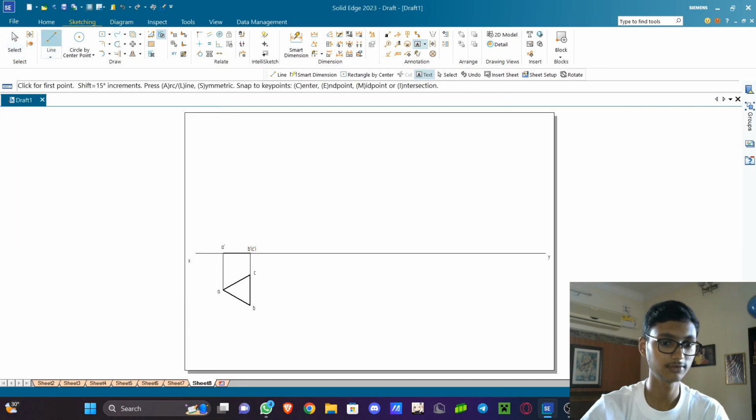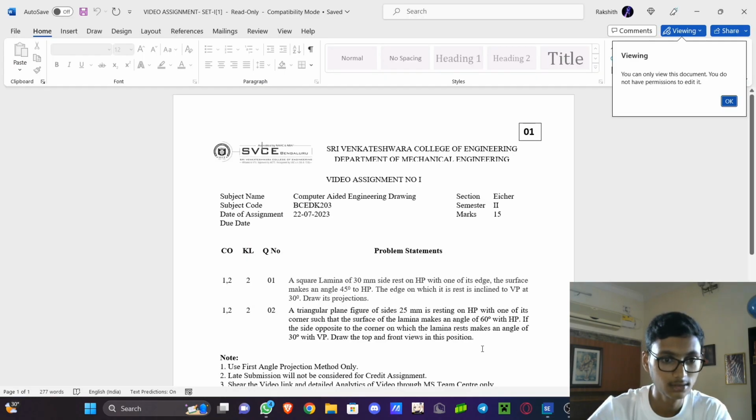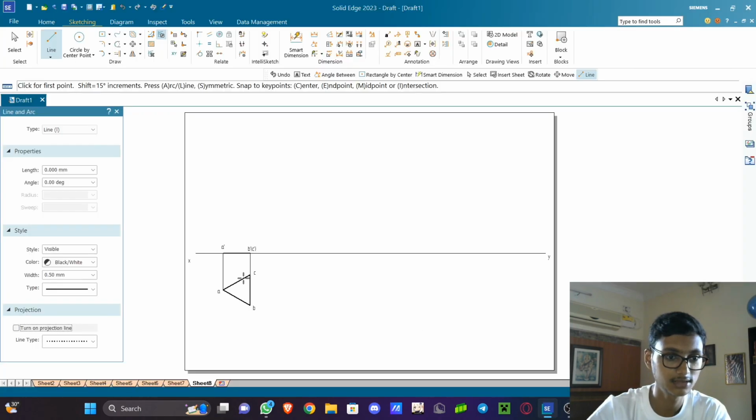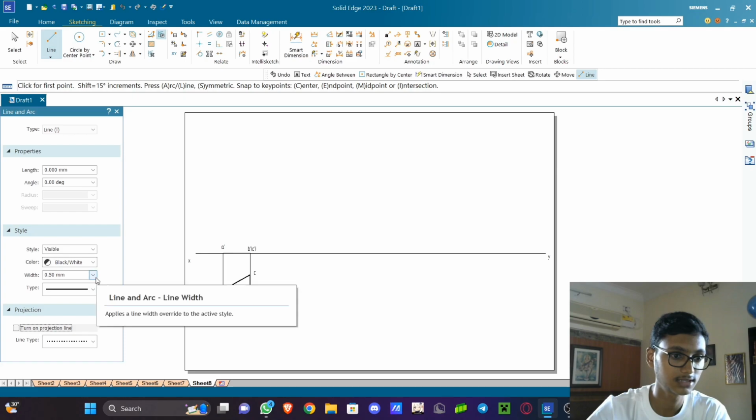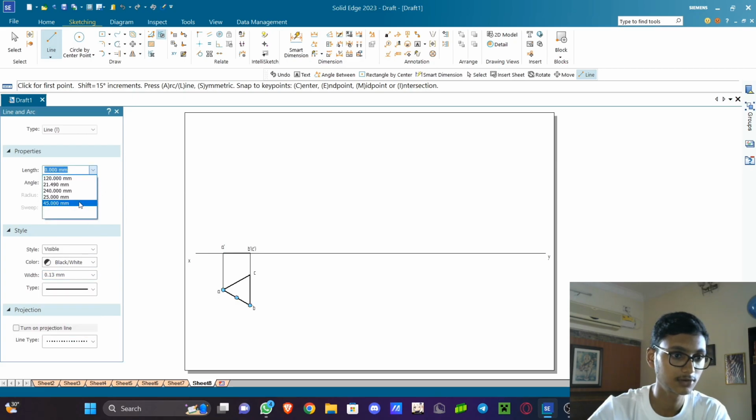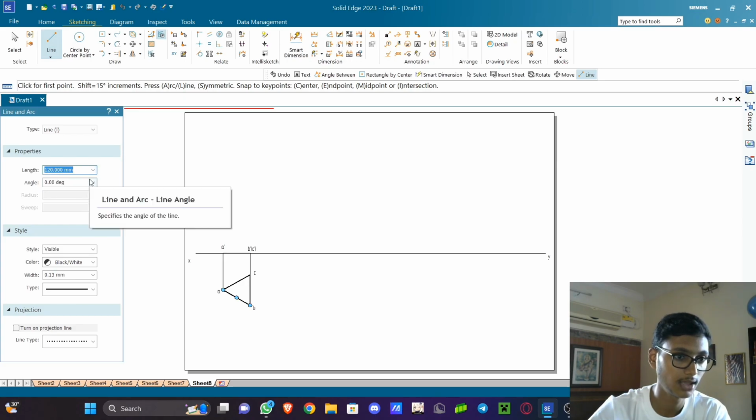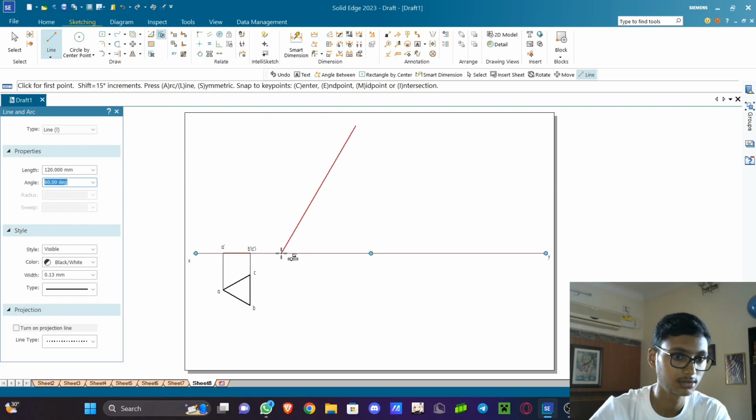Now let us see what we have to do next. The surface of lamina makes an angle 60 degree with HP. So we need to draw a 60 degree line and make this triangle lamina inclined to that 60 degree line. For that, select the thin line, length is as per wish, I am giving 120 mm, and angle is 60 degree. So this is a 60 degree line.